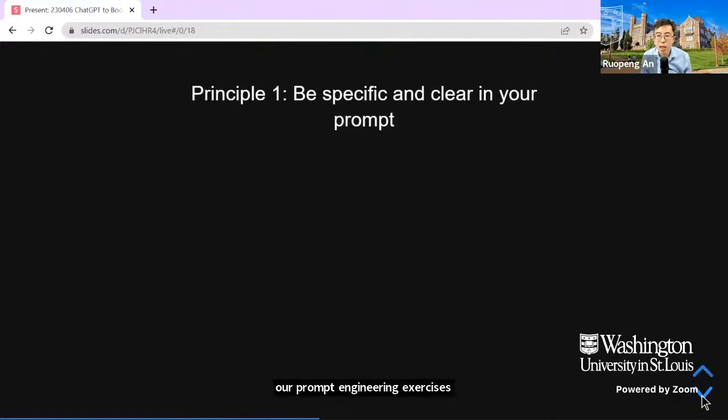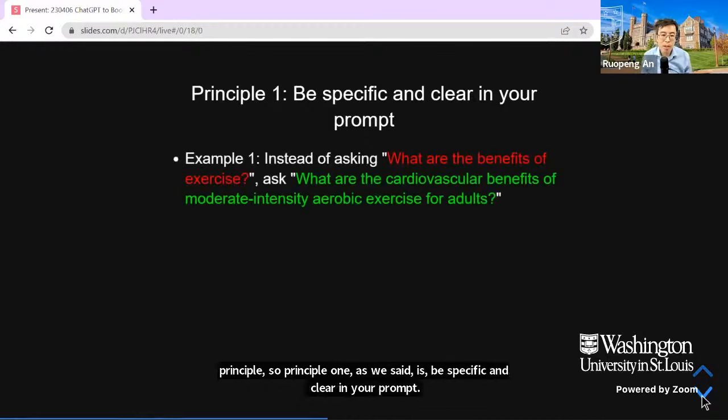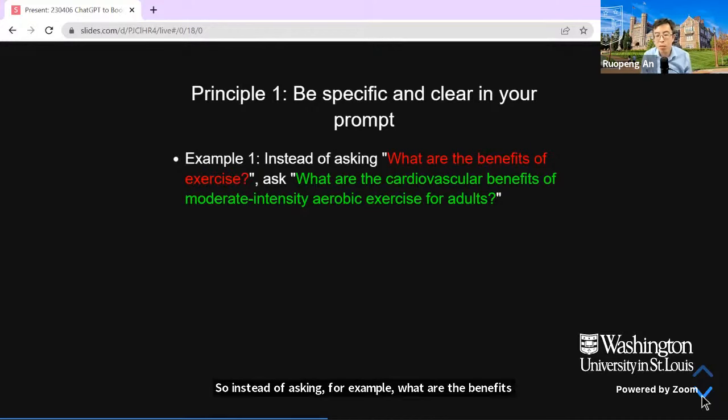Okay, so now let's provide some examples regarding each principle. So principle 1, as we said, is be specific and clear in your prompt. So instead of asking, for example, what are the benefits of exercise? Here, realize that we use red color to denote a not so good prompt, whereas we use a green color to denote a better one. It's of course not optimal, but it's a better prompt.